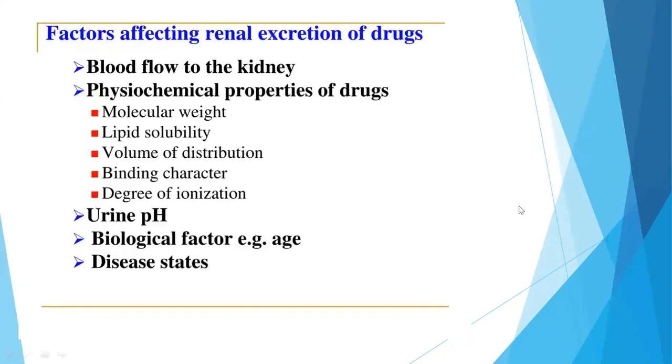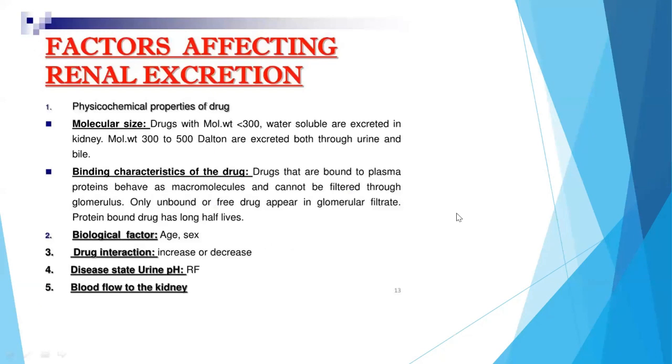These are the factors affecting the renal excretion of drugs: blood flow to the kidney; physicochemical properties of the drug itself, like molecular weight, lipid solubility, volume of distribution, binding character, and degree of ionization. Urine pH also alters the renal excretion of drugs. Biological factors like age also alter it, and some disease states like diabetic nephropathy can have an effect. Regarding molecular size, water-soluble drugs with molecular weight less than 300 are excreted by the kidney. Drugs with molecular weight 300 to 500 Dalton are excreted both through urine and bile.